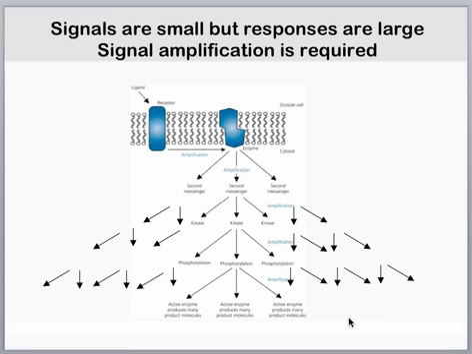So not only do we think about the signaling pathways being specific, within that pathway we also have amplification of that signal to activate many proteins within the cell.